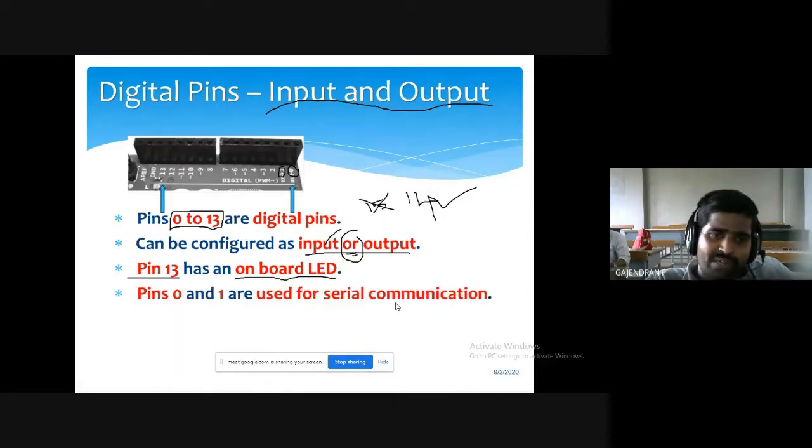Okay, if you forgot, leave it. We will come to the next point. Next point, please make note of it.